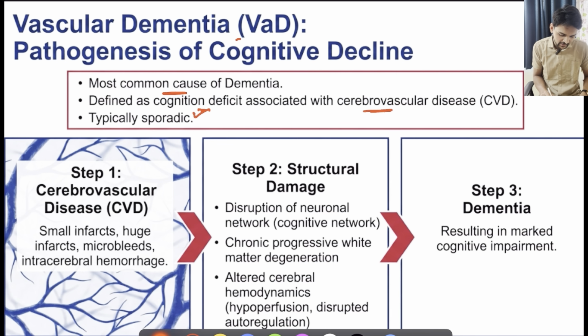So what happens here is cerebrovascular diseases like small infarcts, huge infarcts, microbleeds and intracerebral hemorrhage will lead to some structural damage, that is disruption of the neuronal networks, mainly the cognitive network, and there will be chronic progressive white matter degeneration. And also because of these infarcts or microbleeds, there will be altered cerebral hemodynamics, mainly hypoperfusion or disrupted autoregulation. So these changes will be happening, resulting in marked cognitive impairment.